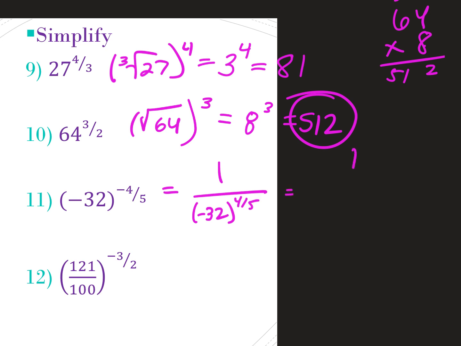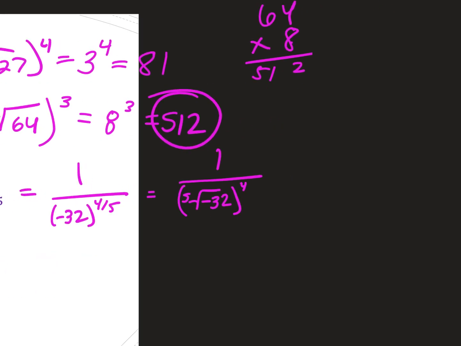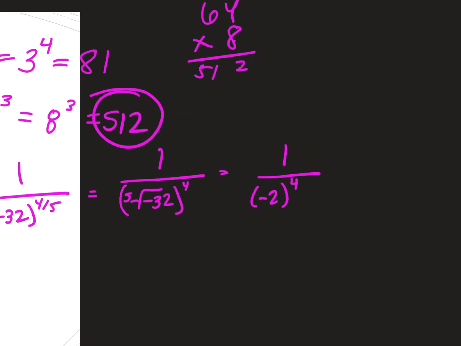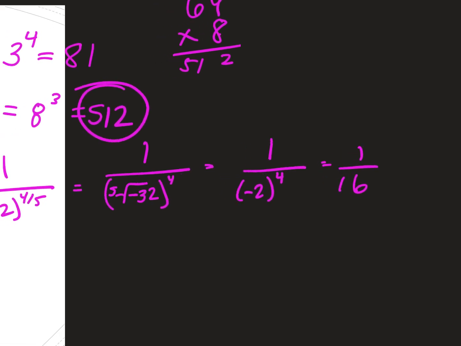So I have 1 over. Can I take the 5th root of a negative number? Yeah, I absolutely can because it is an odd root. Good. So as we simplify, what number times itself 5 times gives me negative 32? Negative 2, okay. And then what is negative 2 to the 4th power? 16. Positive 16. Perfect. 1 over 16.